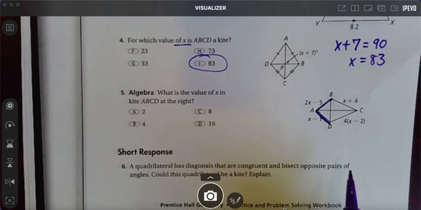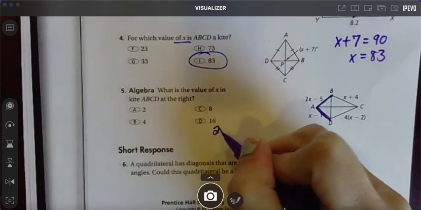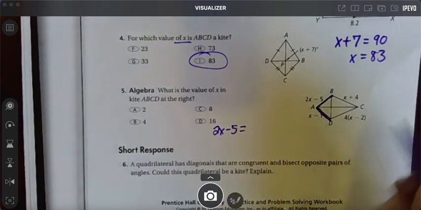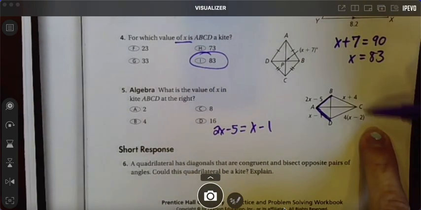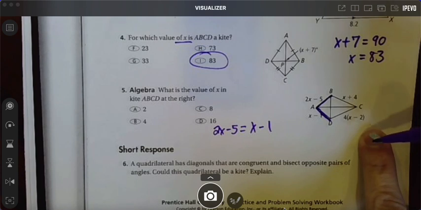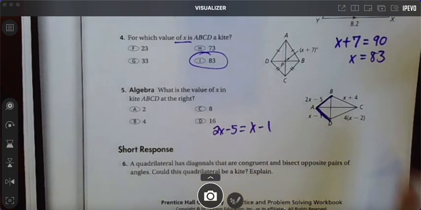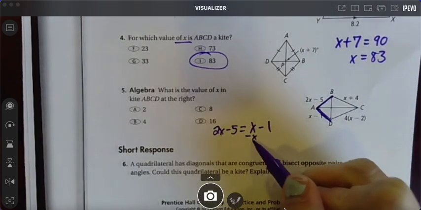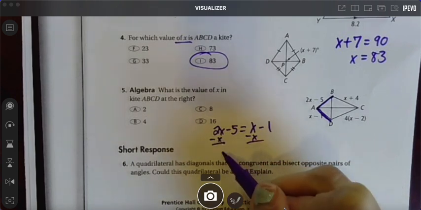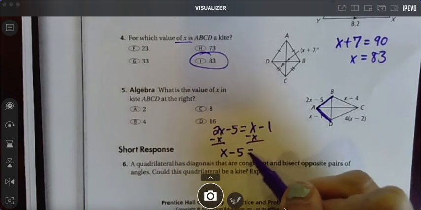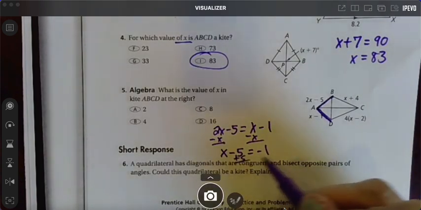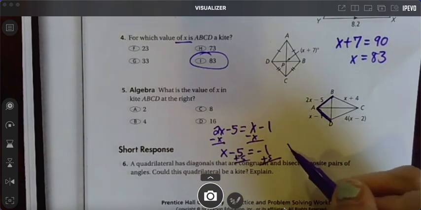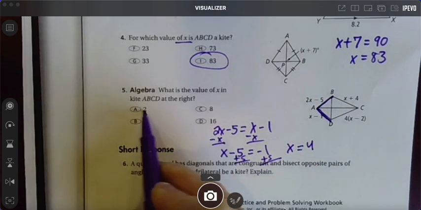So I'll pick the 2 that I marked. 2x minus 5, and I said that would equal x minus 1. Is everybody good with that? If you picked the others, you'll get the same answer, okay? Then I would subtract x. I get x minus 5 equals negative 1. And then what do I do? I add 5, and I get x is 4.